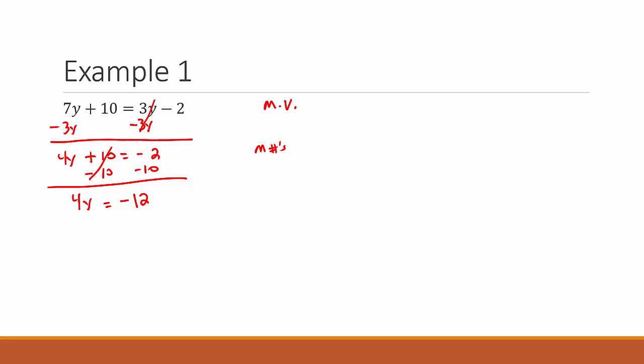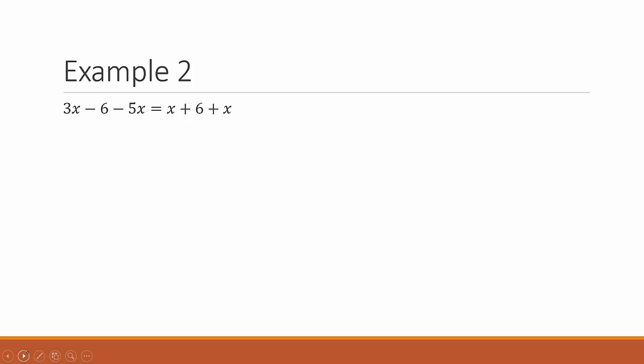Now remember, our goal is to make 1y. Right now I have 4 times y. I don't want to know the value of 4 times y. I want to know the value of 1y. So I will finish this off by dividing both sides by 4, because 4 divided by 4 is 1y. So y equals negative 3. Again, please feel free to pause the video if you need to.